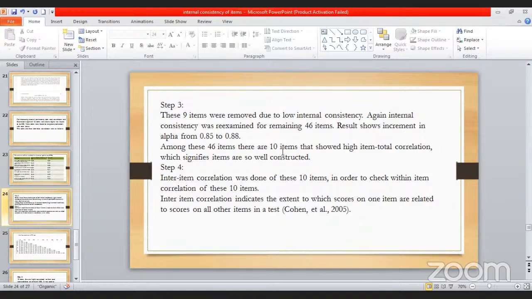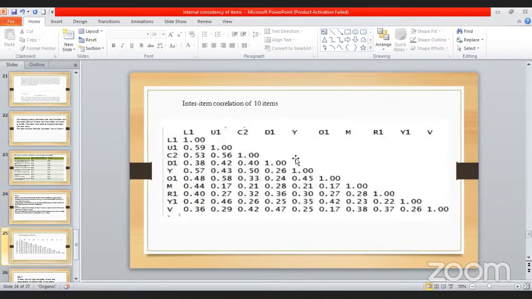So step 4 is that inter-item correlation was done of these 10 items in order to check the within-item correlation of these 10 items. An inter-item correlation indicates the extent to which scores on one item are related to scores on all other items in a test. Here are the inter-item correlations of these 10 items. You can see this is the inter-item correlation of these 10 items, which have very high item total correlation.